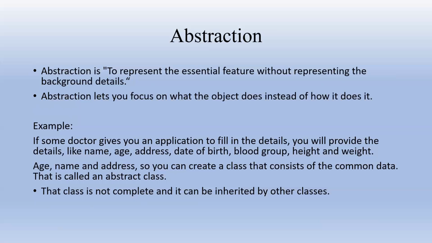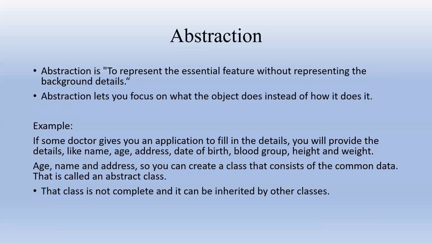For a simple example, let's say a doctor gives you an application to fill in the details. You will provide the details, right? Like name, age, address, date of birth, blood group, height and weight. So here age, name and address, you can create a class for that. This is known as an abstract class. The class is not complete and it can be inherited by other classes.